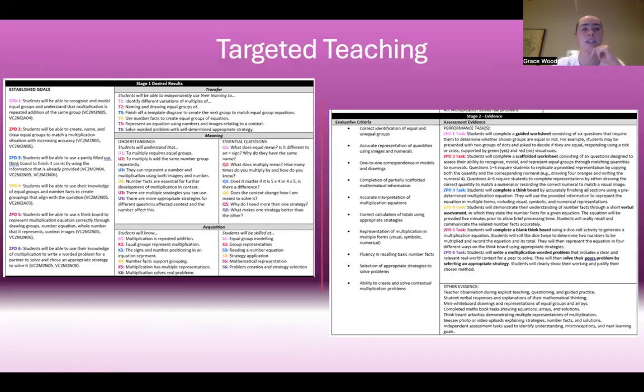This is my targeted teaching groups based on previous assessments. The curriculum links are next to the established goals. You can pause here and have a look.